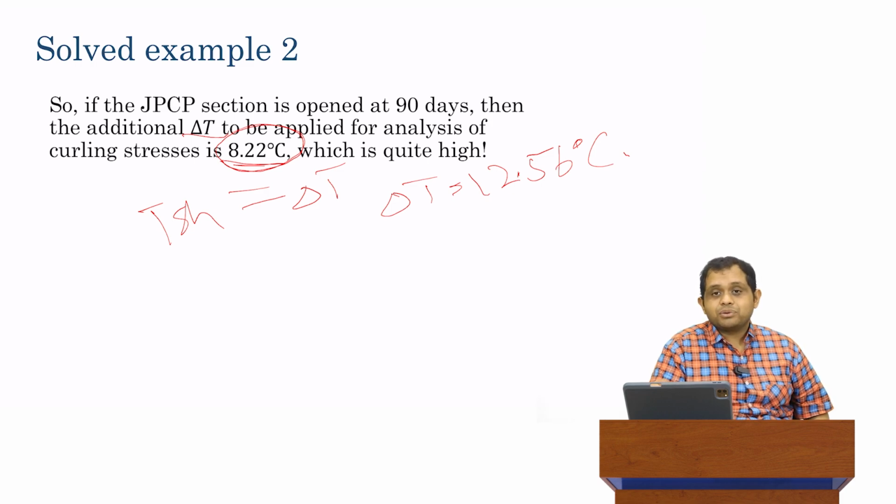That's a pretty high value. So you can see that the shrinkage strain actually can lead to quite a large amount of temperature difference, and that can lead to quite a large amount of stress developing. So that's why it's not a good idea to ignore it. It can be quite a significant value.